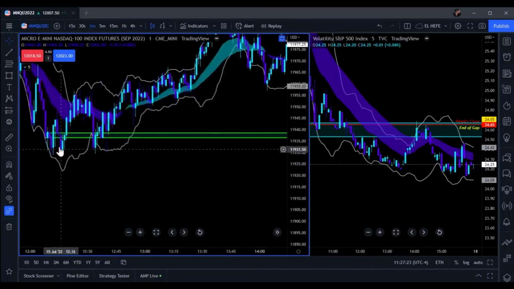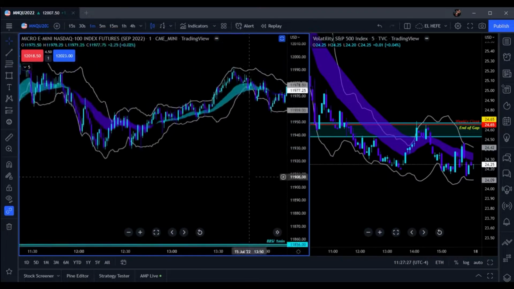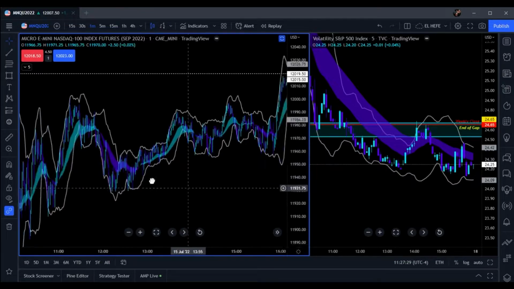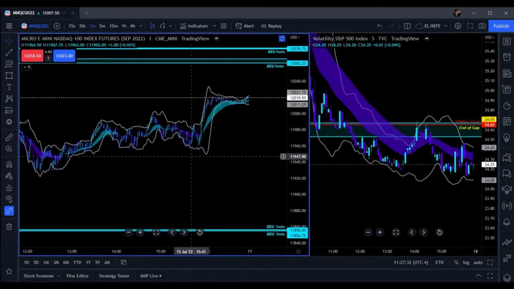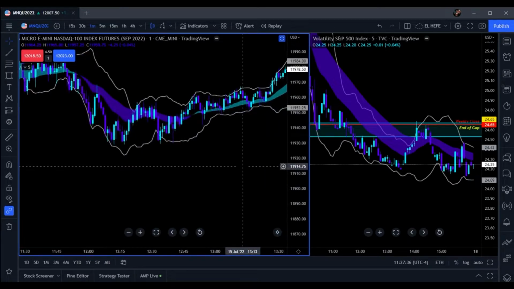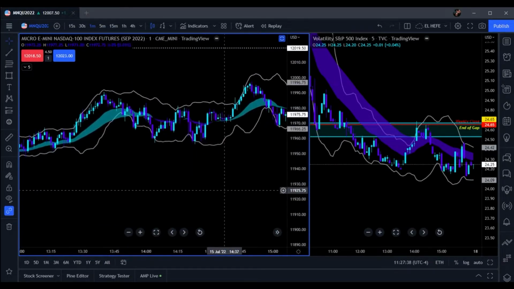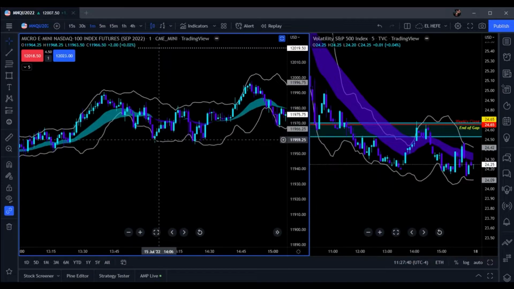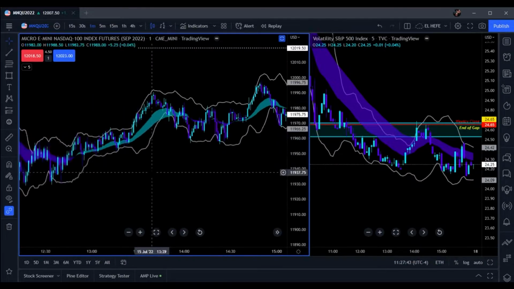Let me get rid of this Bollinger Band. 1405. 1405. Mm-hmm. Yeah, 1405, 1406. I ain't got nothing.